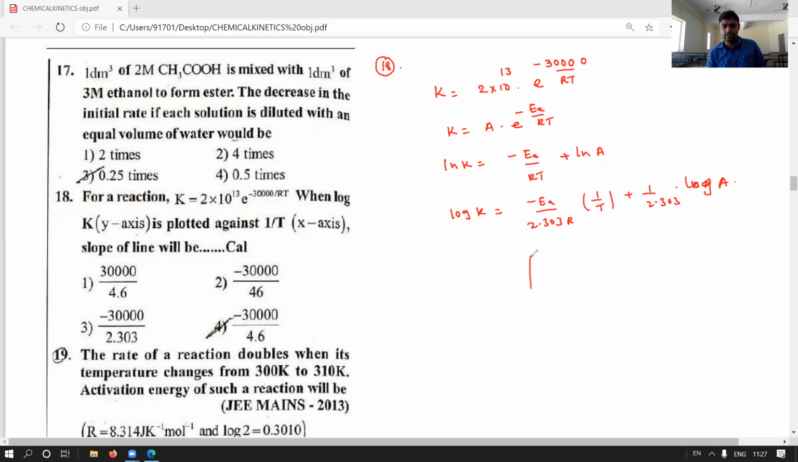A graph is drawn between this equation, which seems to be y is equal to mx plus c, and it has a negative slope. So y means log K on the y axis and 1 by T on the x axis. Then the graph appears like this, and because of the negative slope, the slope is equal to minus EA by 2.303 R.